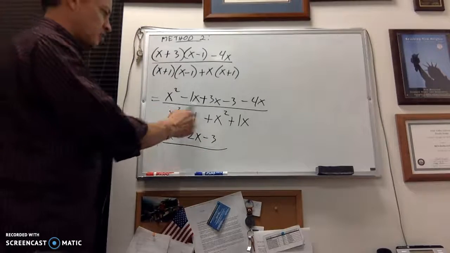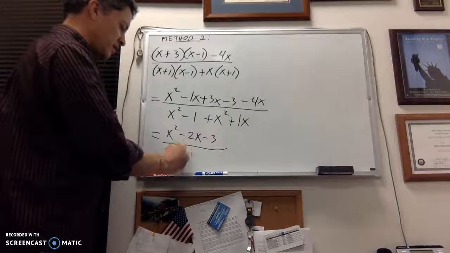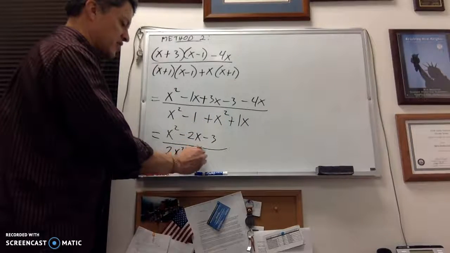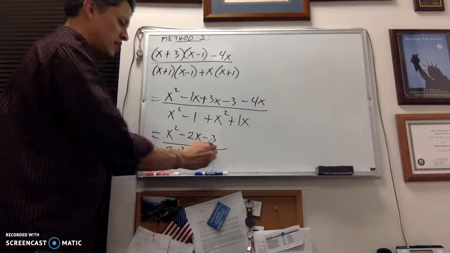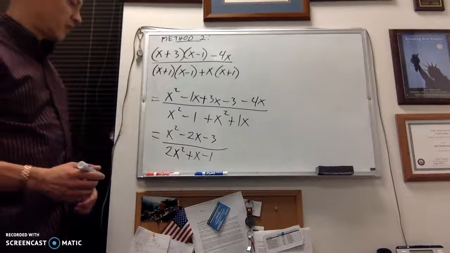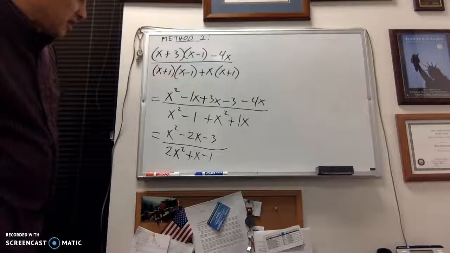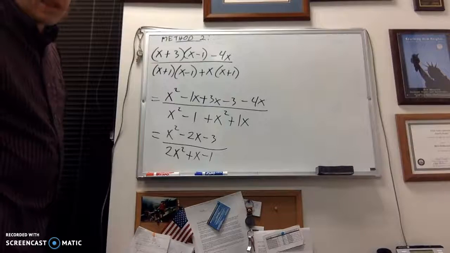Downstairs, x squared and x squared is 2x squared. And then I got my plus 1x. I'm just going to write plus x there. And then minus 1. So I'm putting these guys in standard form. Now, the question is, are these guys reduced all the way? I don't know yet. Let's find out.